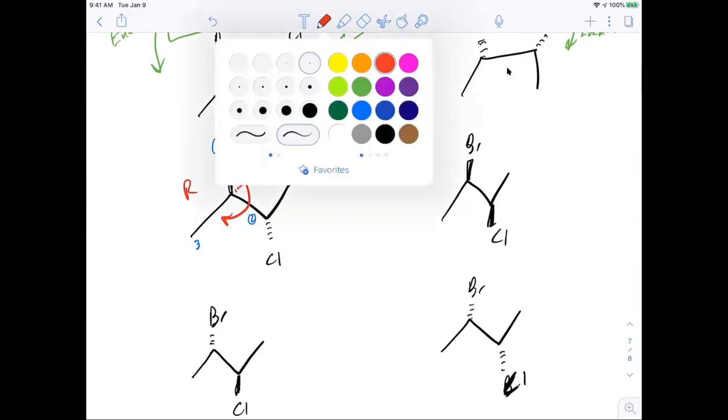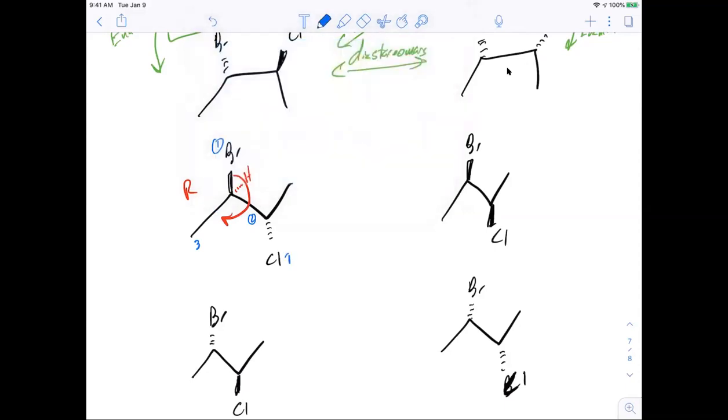If we look at the chlorine side, the chlorine gets 1, then this is 2, 3. Let's go in that direction. That is R. But where's my lowest priority? My lowest priority is forward, so this should have been S. So this one is R and S.